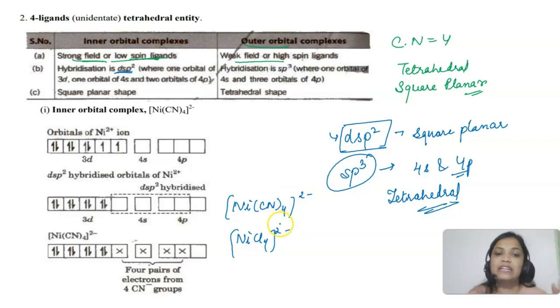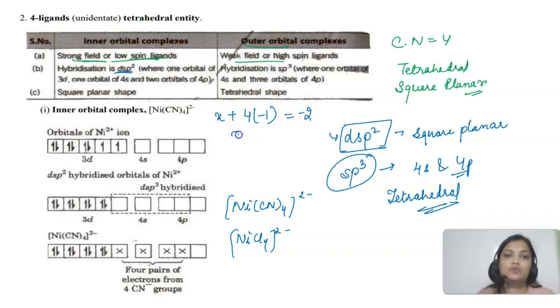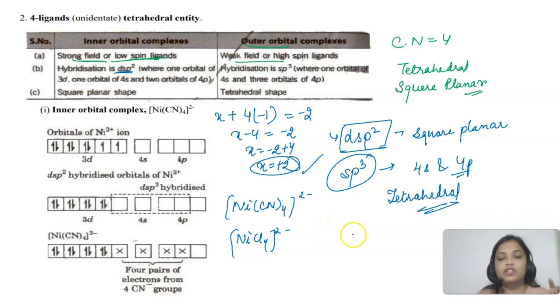Because of different ligands. In both cases nickel is in the +2 oxidation state. To find the oxidation state, 4 into -1, because cyanide has -1 charge, so it's -4 and the overall charge is -2. X minus 4 is -2, so X is -2 plus 4, which is +2. So nickel is in the +2 state. We just saw that the configuration of nickel is 3d8 4s2. So what will Ni2+ be?